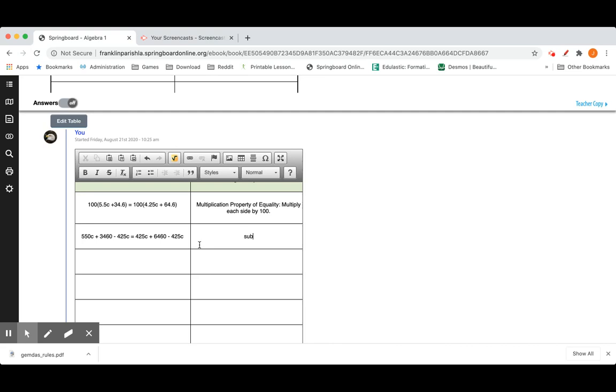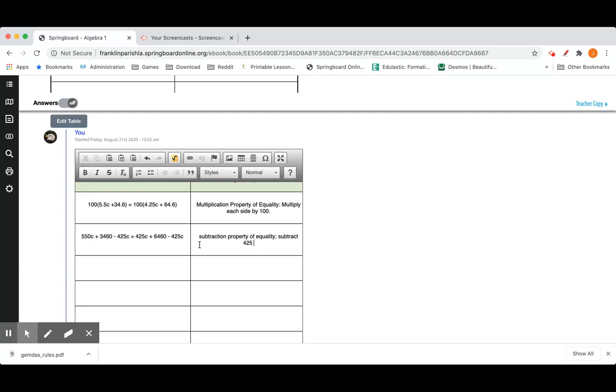Because that's our subtraction property of equality. Or you could just say subtract 425C from both sides. You don't have to put all of this. I would like you to know that it's the subtraction property of equality, but saying that you're going to subtract 425C from both sides would be okay.